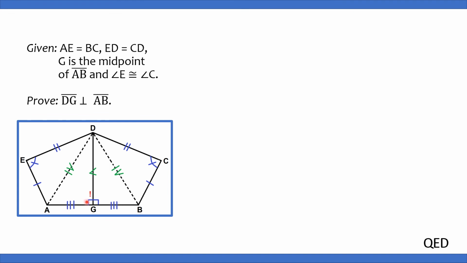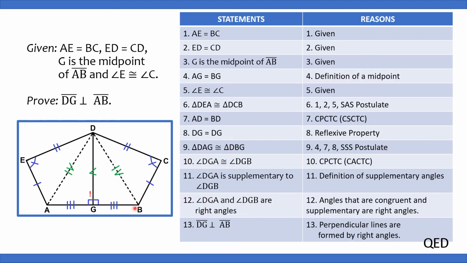And so, these angles are congruent by CPCTC. For these angles to be congruent, it means that these angles must be right angles. And if these angles are right angles, then DG and AB are perpendicular. Here is the formal proof.